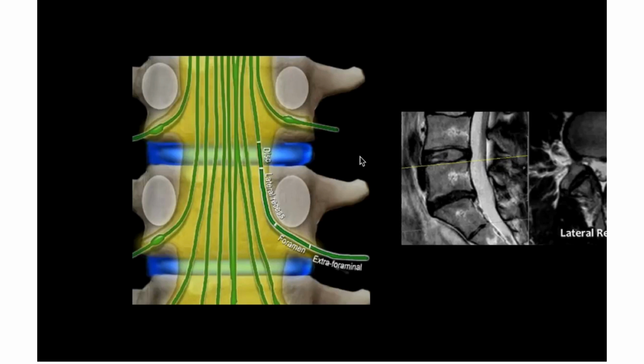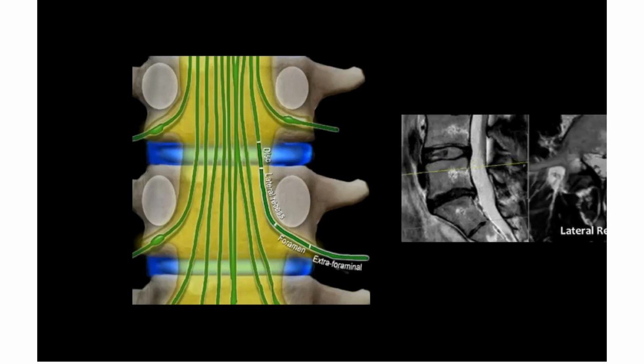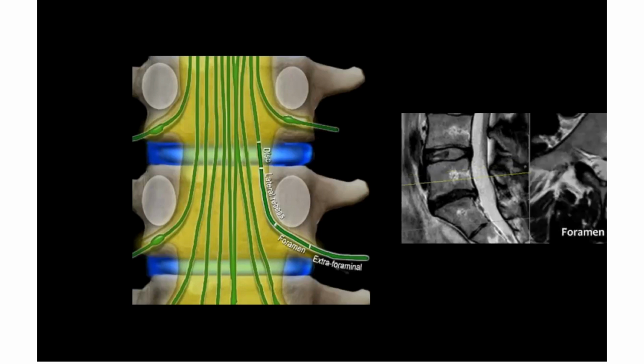So if there's a paracentral herniation over here and it is migrated downwards, you will see the herniation over here compressing the traversing root. Now this section is taken from the pedicle here.